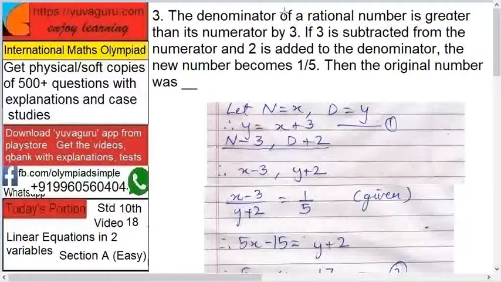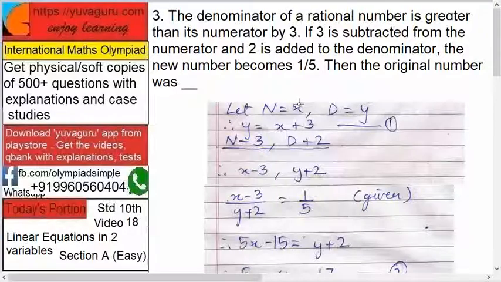Next, the denominator of a rational number is greater than its numerator by 3. If 3 is subtracted from the numerator and 2 is added to the denominator, then the new number becomes 1 upon 5. Then the original number was? There is a fraction, numerator and denominator. So let the numerator be x and the denominator be y. So the original fraction is x upon y. We have to find that.